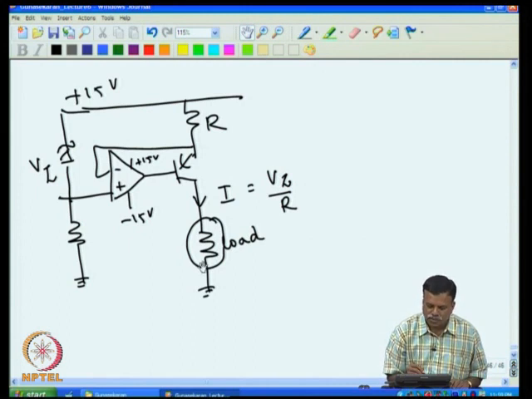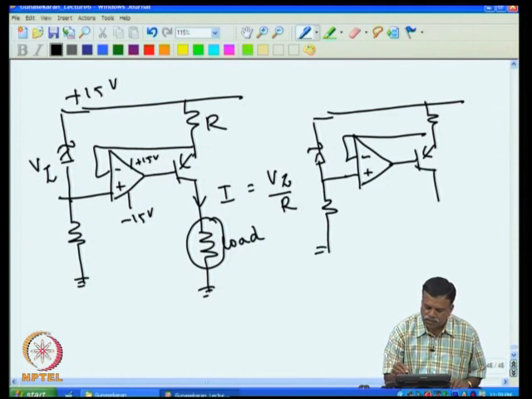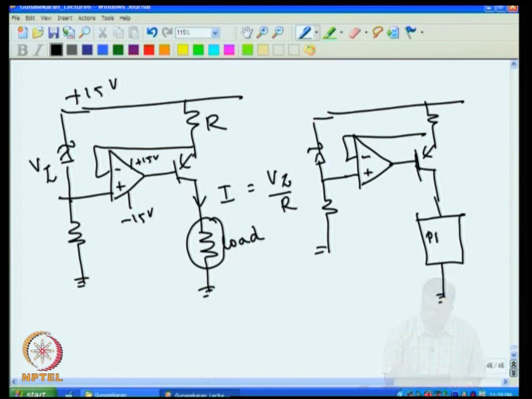In our case, what we are going to do is connect our thermometer, that is our platinum resistance thermometer, in this place of load. So essentially it looks like this. If I look at our temperature sensor, it looks like this. So here the temperature sensor, PRT, is put here, which is acting as a load now.